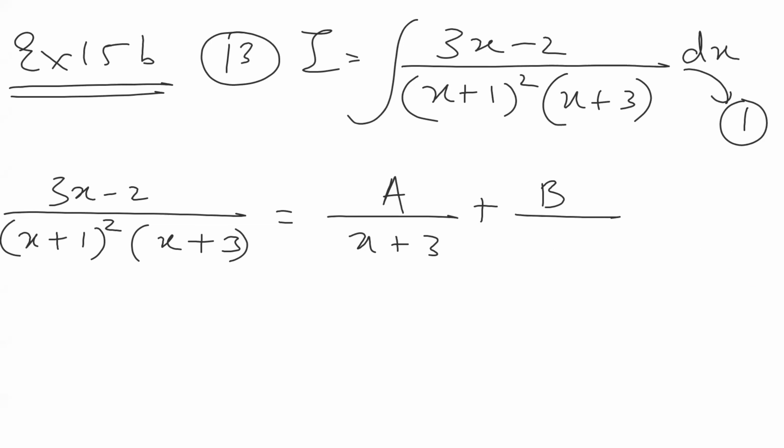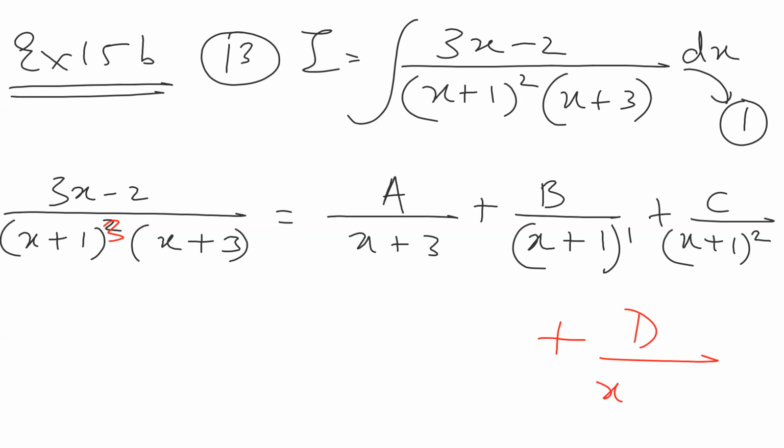Now had it been cube over here instead of square, there would be d upon x plus 1 raised to what? 3. Raised to 3. Correct. Once, twice, and thrice. So basically we are moving as per the method of partial fractions. So we have to strictly follow this for the third category.